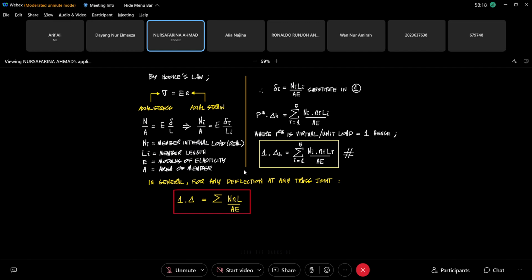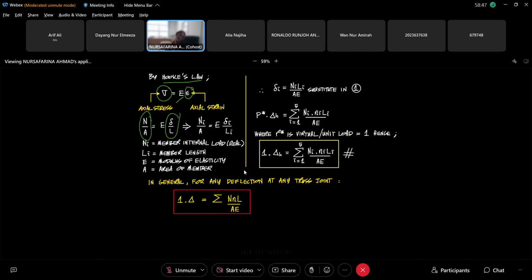Okay, by Hooke's law, we know that stress equals E times strain. E is Young's modulus. Stress equals P over A, or N over A, where N is the axial load divided by the area. And then strain is delta divided by length, which is the elongation.